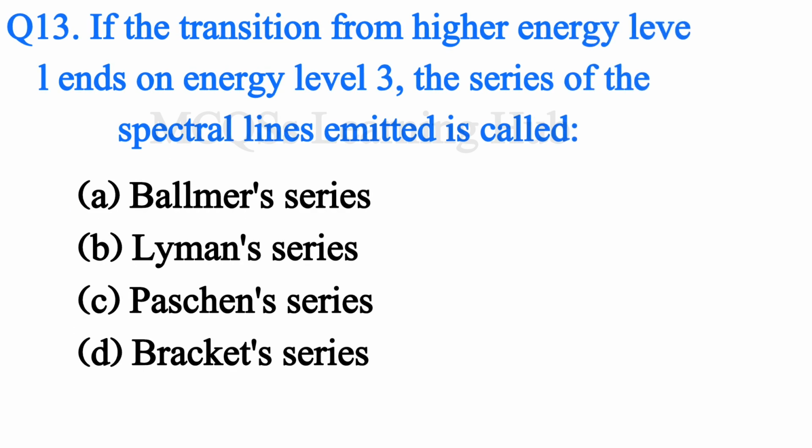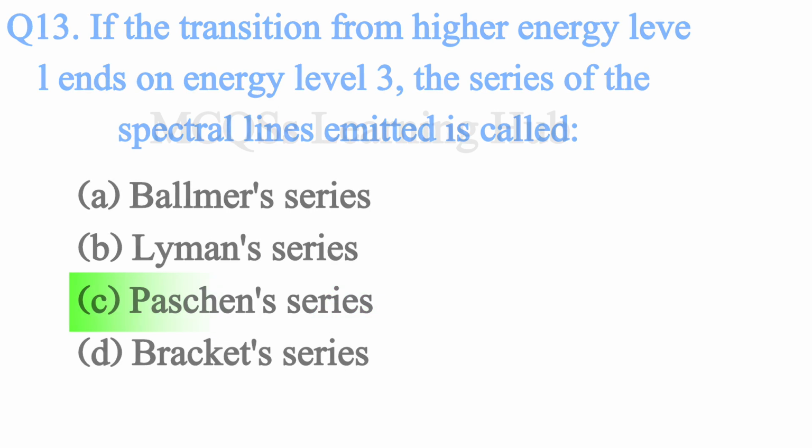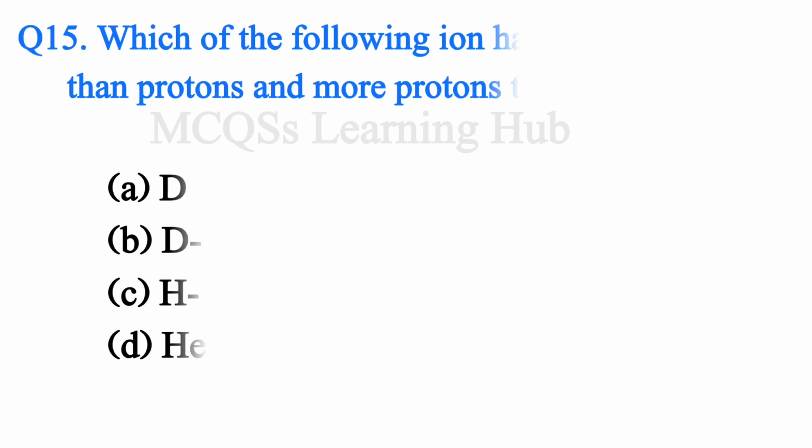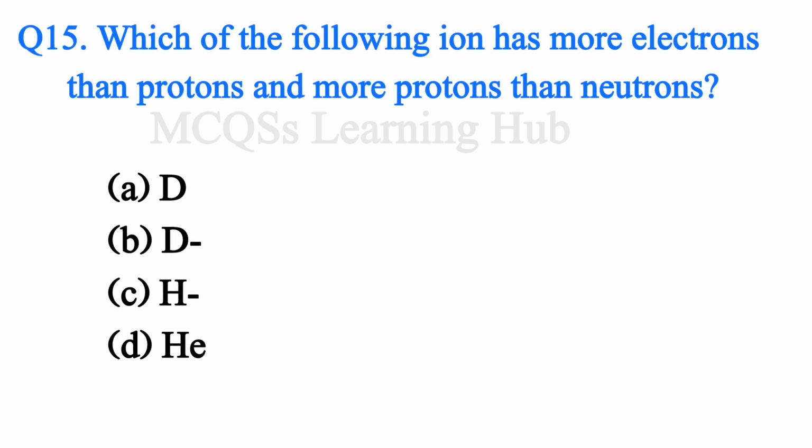If the transition from higher energy level ends on energy level 3, the series of the spectral lines emitted is called. Option C is correct. Quantum number, which describe the orientation of orbitals in three-dimensional space, is. Option C is correct. Which of the following ion has more electrons than protons and more protons than neutrons? Option C is correct.